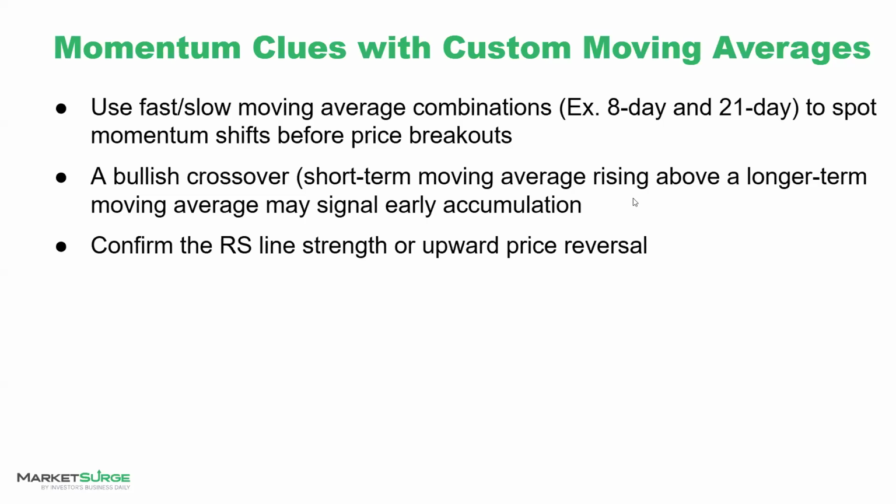All right, now we also get momentum clues with custom moving averages, right? So using both fast and slow moving average combinations can really help us spot these changes in momentum. And then I mentioned this earlier, like a crossover among moving averages. And I'll tell you, there's a lot of different opinions on this. I know some people really swear by, say, like the 50-day crossing the 200-day or 21-day crossing a 50-day to the upside, and that being a very strong sign of strength. And then in the reverse, say like the 50-day crossing below the 200-day or the 21-day crossing below the 50-day as a sign of weakness.